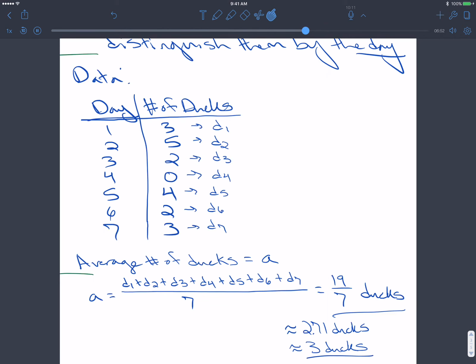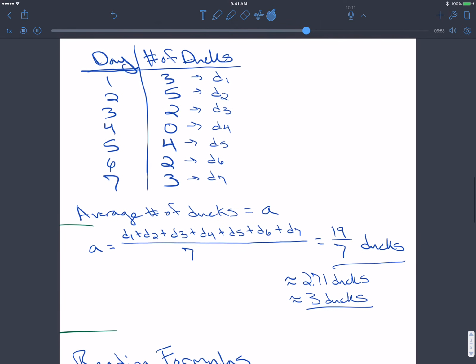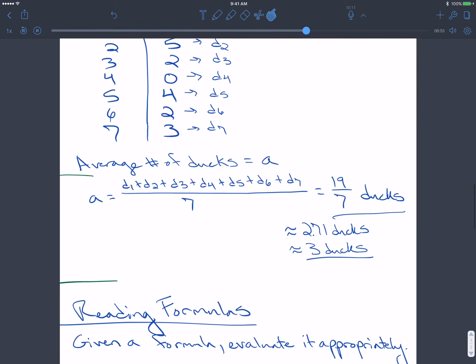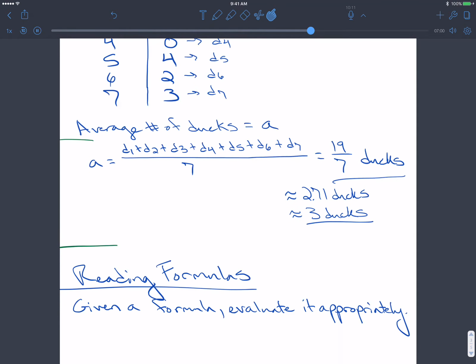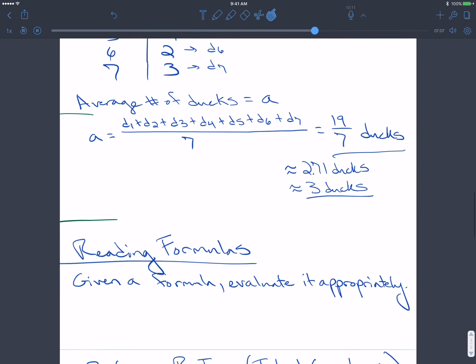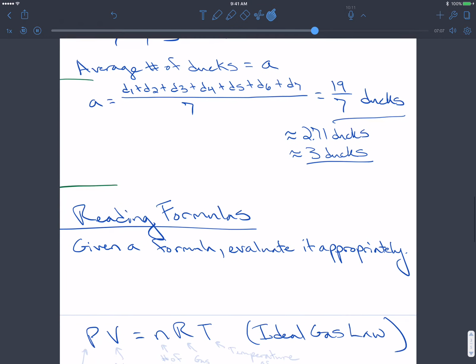The last topic in 1.9 is reading formulas. So if I give you a formula, or you were given a formula maybe in your major, being able to evaluate it appropriately so you know what all the pieces mean, and you understand, given the equation, how they relate to each other. So the example that I'm going to use is the ideal gas law, PV equals nRT.